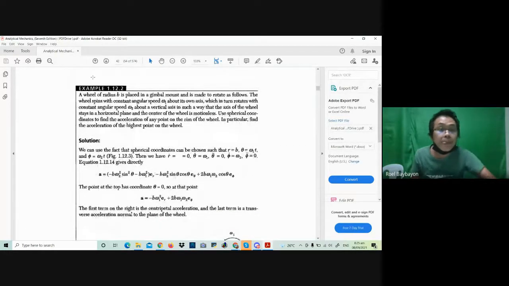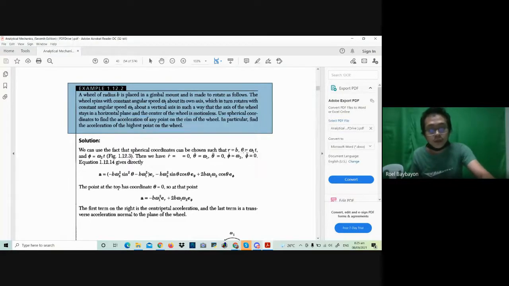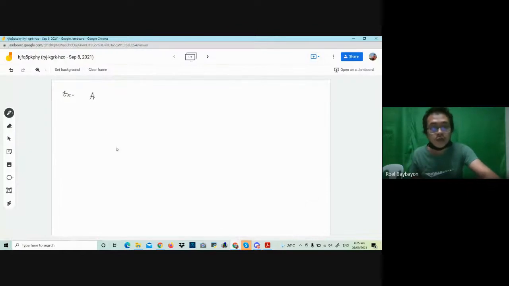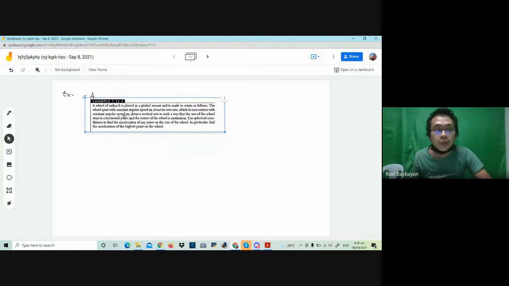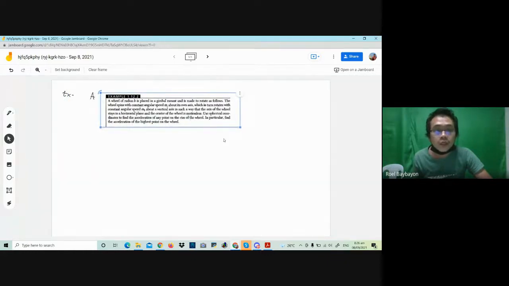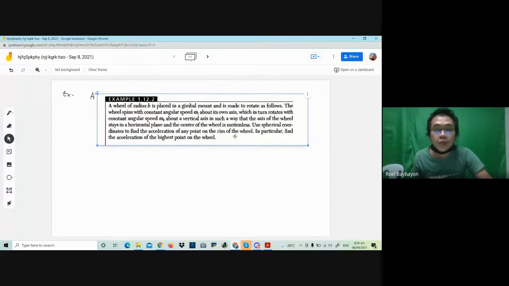Okay, this one. Say for example, using the expression in terms of spherical coordinates. Okay, so if we have a wheel of radius b and it is placed in a gimbal mount which is made to rotate as follows.